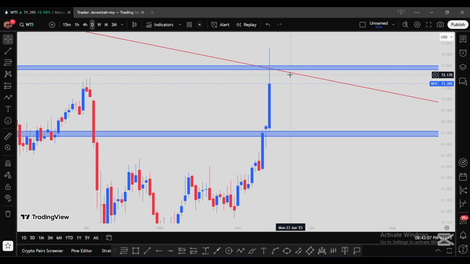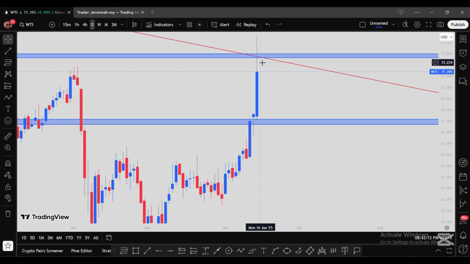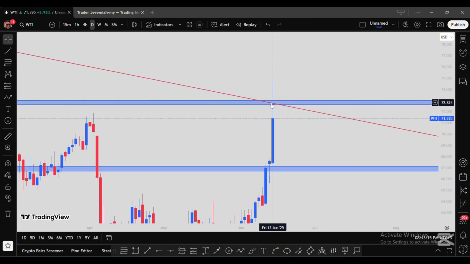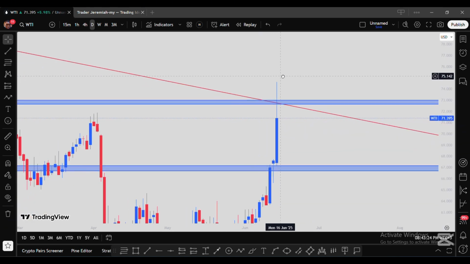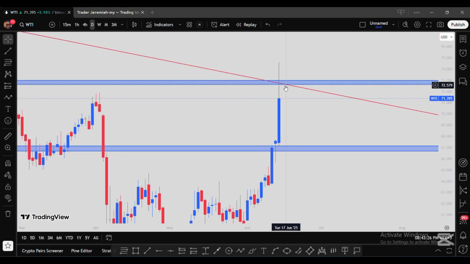Price got rejected from the trend line, a Fibonacci level, and also a key resistance level. So there was a high chance of price getting rejected from here. But in a situation where price broke above it, and we came back down to test it, I might be looking for a buying opportunity, but I'm very much bearish on this trade.